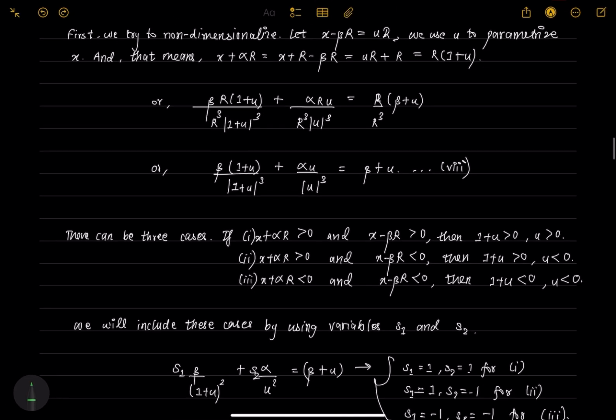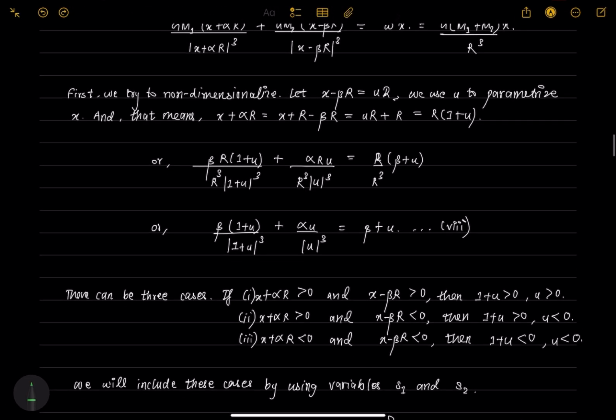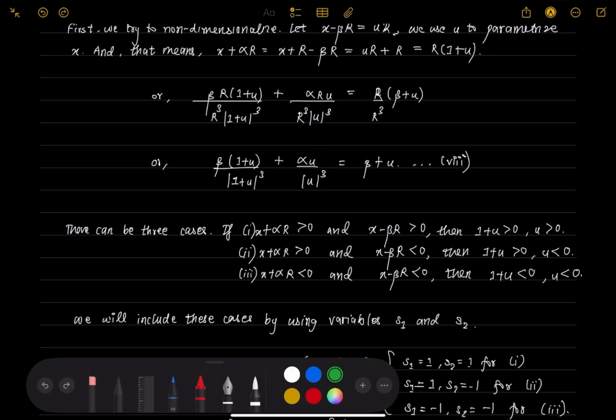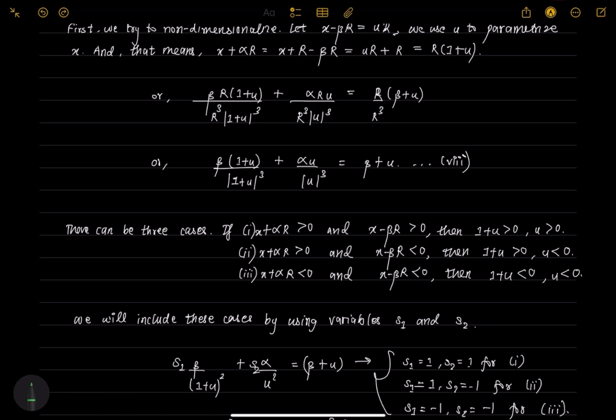And so there can be three cases for which we can solve the equation. Notice we've not used the approximation for alpha that's given, right? Not yet. We're going to do that soon. So there can be three cases for this.